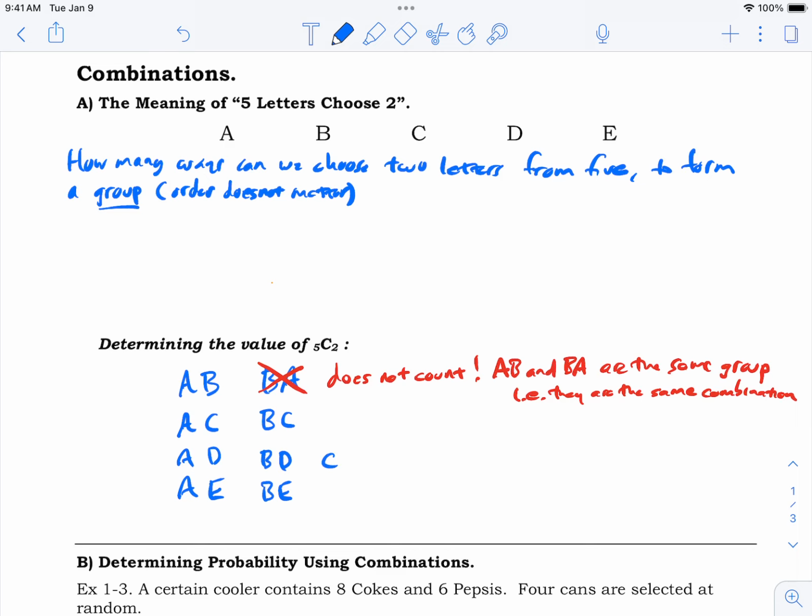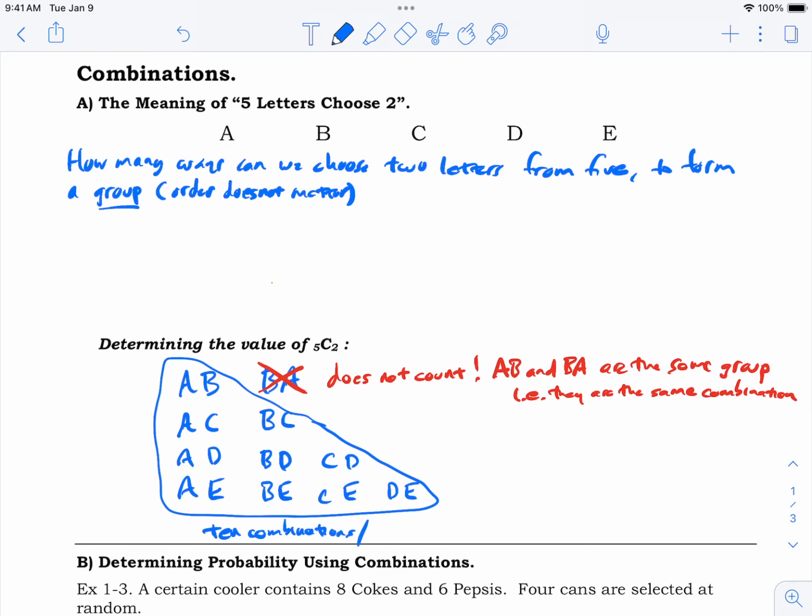So what have I got? If I start with a C, I could then grab a D or an E. And if I start with a D, I could grab an E. And that's it. If you count those up, there's 10. 10 groups. 10 combinations. Combinations is the official word. You'll hear me say groups a lot. 10 groups, 10 combinations are possible.